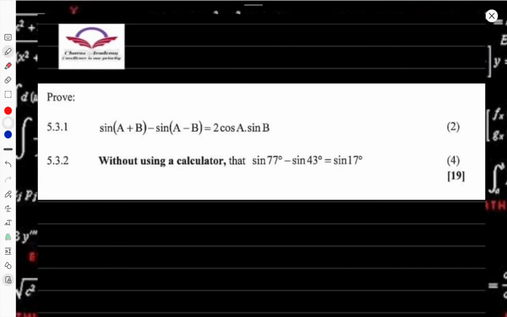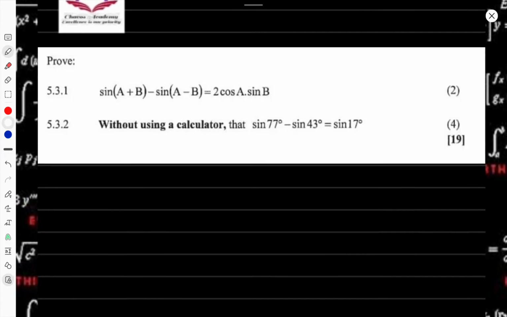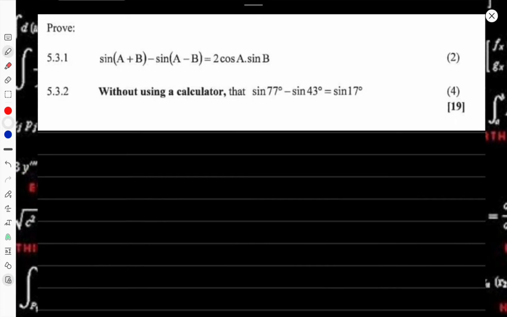Okay, let's go and look at these two questions here. It's trigonometry we're going to deal with here. For 5.3.1, we need to prove, of course, the two questions, we need to prove left hand side equals right hand side. But we need to remember the compound angles to be able to do so. Let's have a look at the first one.